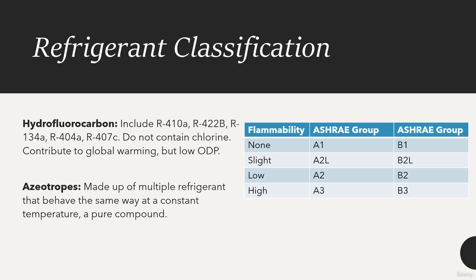Hydrofluorocarbons, or HFCs, include R410A, R422B, which is marketed under the name New 22, R134A, which is commonly used in vehicle air conditioning systems in the United States, R404A, and R407C. They do not contain chlorine, but they do contribute to global warming, and they have a low ozone depletion potential. Azeotropes are made up of multiple refrigerants that behave in the same way at a constant temperature, and they are considered a pure compound for that reason.